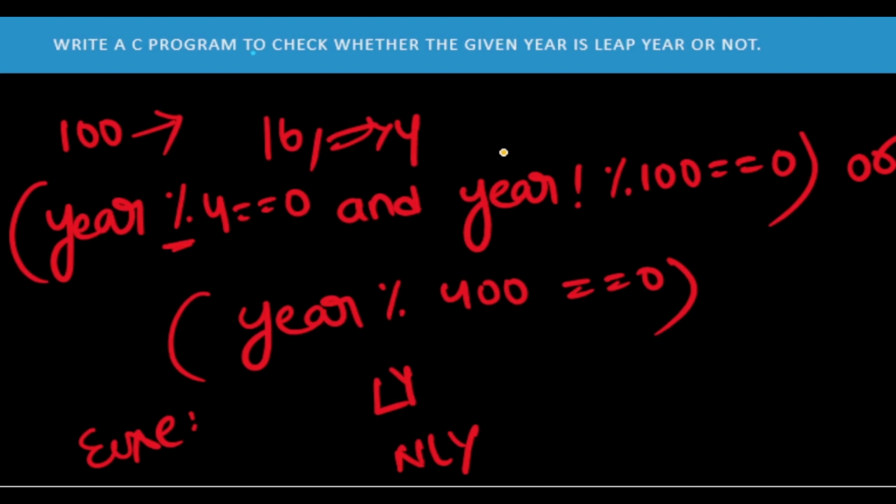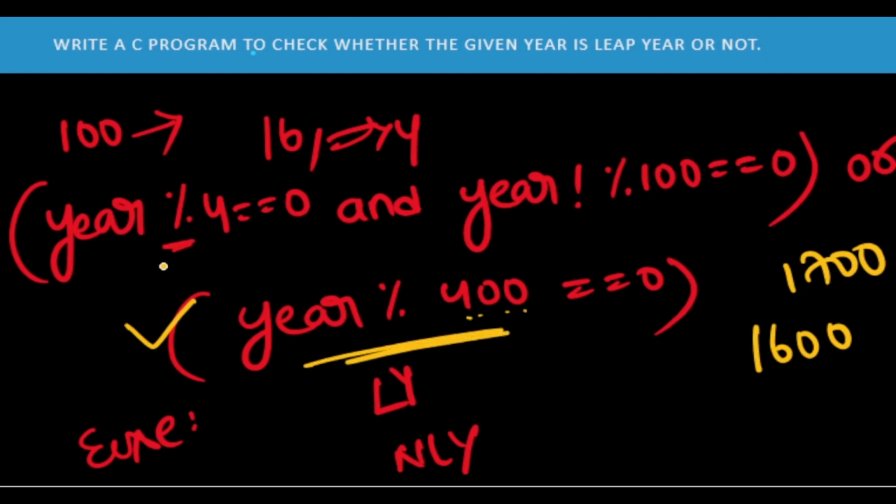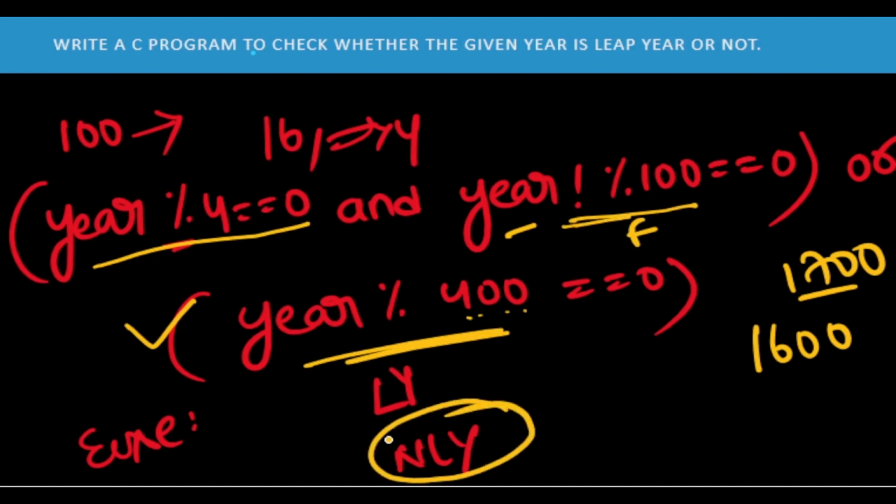Now I will give a clear explanation with one example. Think 1600. First of all, it is divisible by 400, right? Now it will give leap year. For example, think 1700. This condition is false. Now coming to this, year mod 4 equal to 0 means 1700 divisible by 4. True. But year not divisible by 100. It is false. 1700 is divisible by 100, right? But it is telling not divisible. False. So it is not a leap year.